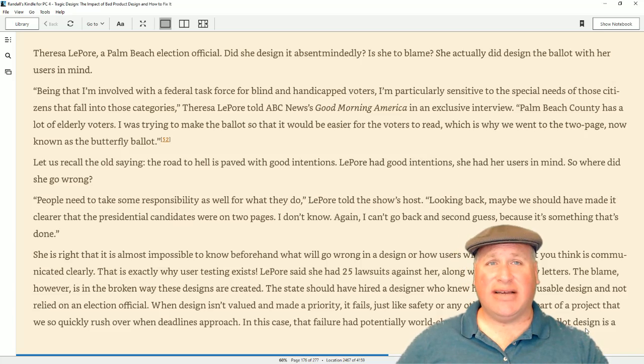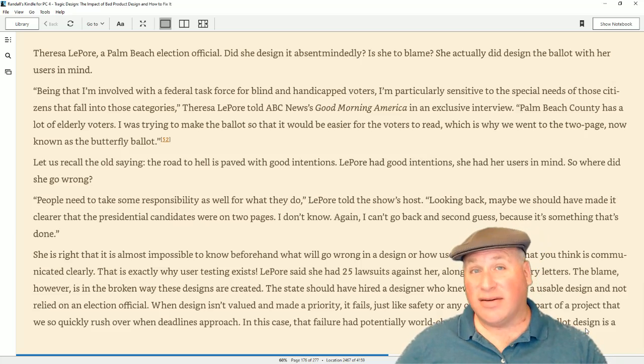The state should have hired a designer who knew how to create a usable design and not relied on an election official. When design isn't valued and made a priority, it fails, just like safety or any other important part of a project that we so quickly rush over when deadlines approach. In this case, that failure had potentially world-changing consequences.